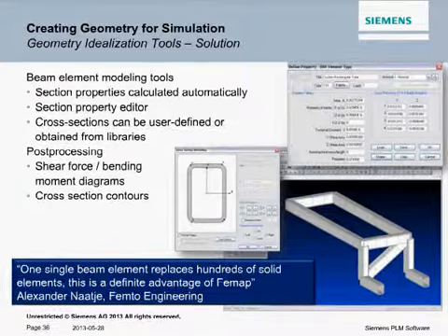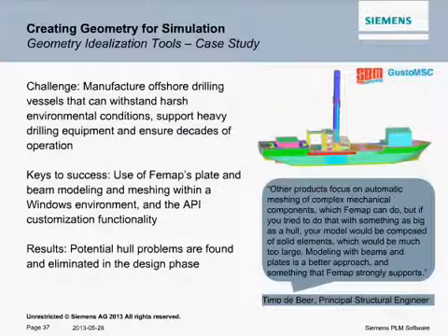Okay, so a customer that makes good use of these beams is a company called Gusto MSC. It's a part of single buoy moorings. And you can see that the type of structures that they have to design, the whole hull of a ship. Clearly, you can see in the quote there, it would be impossible to take a solid modeling approach to that.